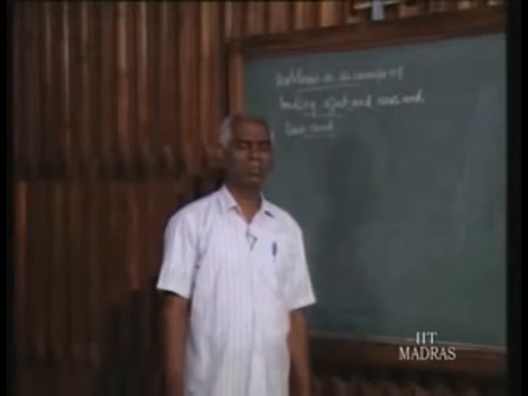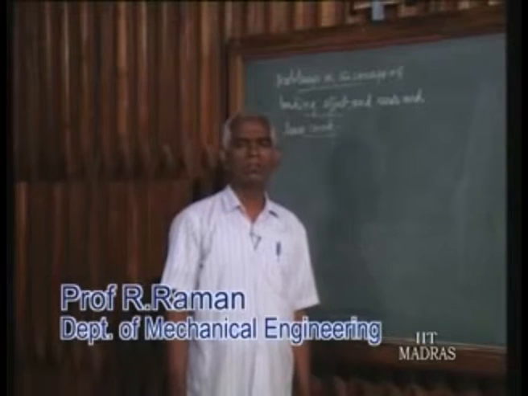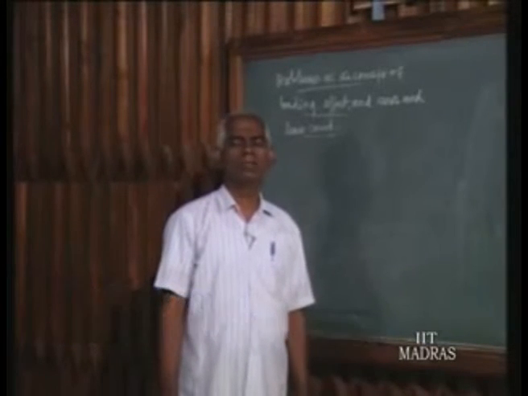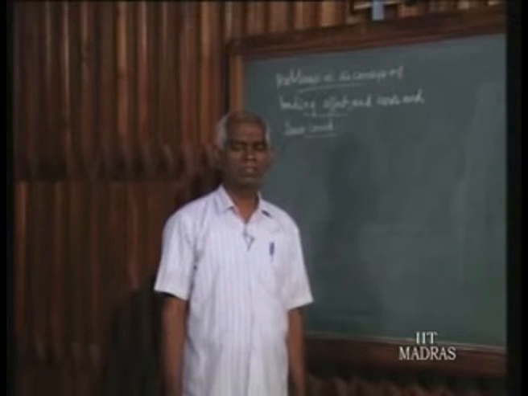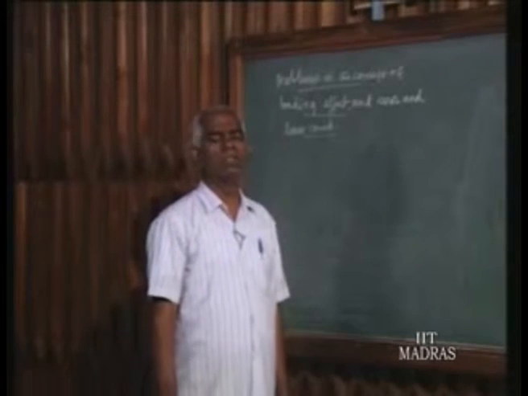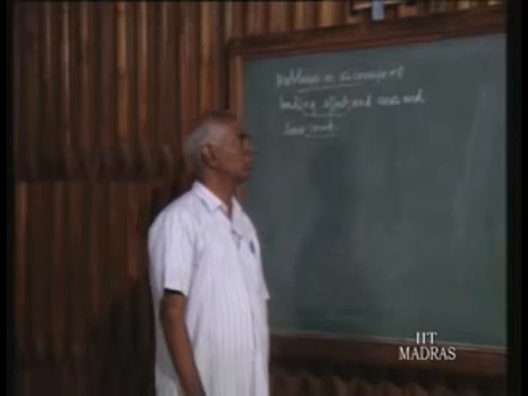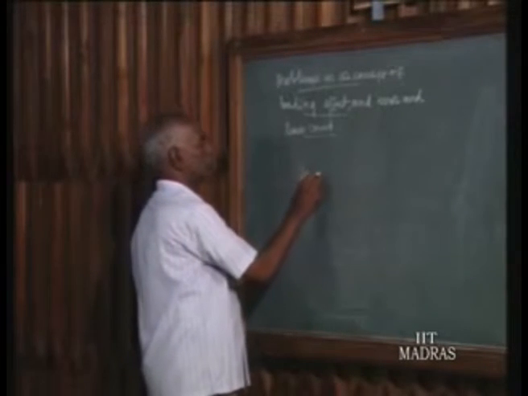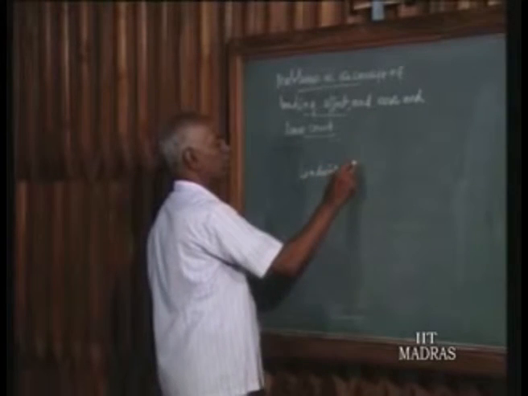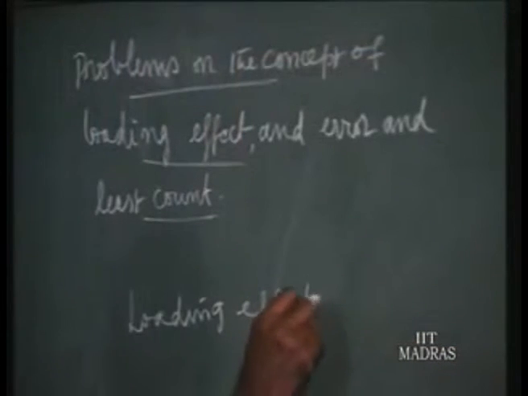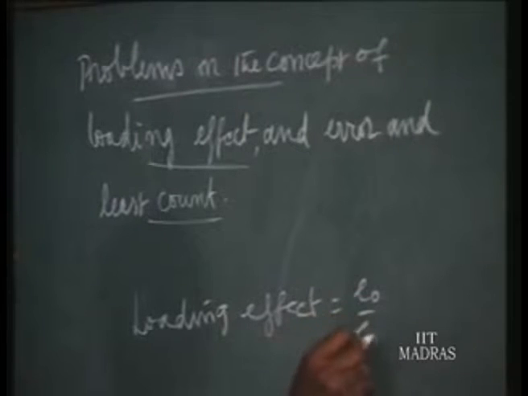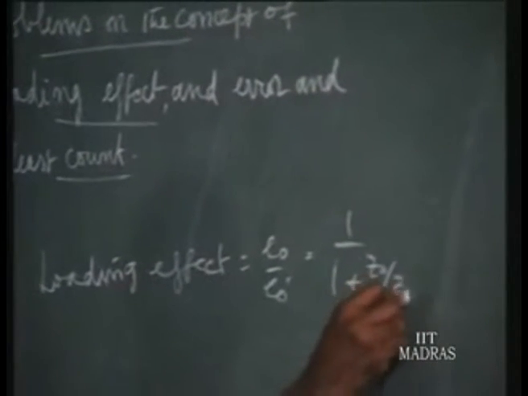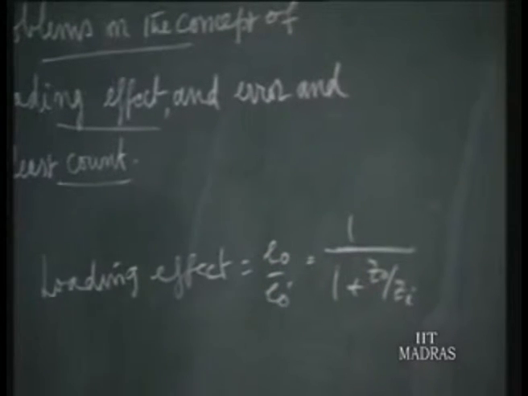Having learned the concept of loading effect, error and least count, now it is time for us to work out some problems, because these concepts are very important in the field of measurements. So, we know the loading effect is given by the ratio EO by EO dash is equal to 1 over 1 plus ZO by ZI. This is what you have learned under loading effect.